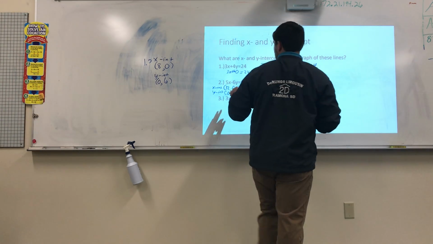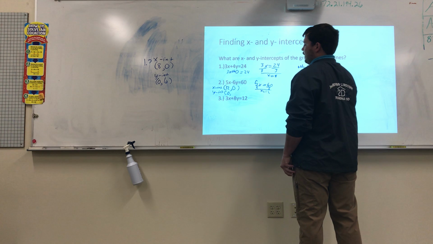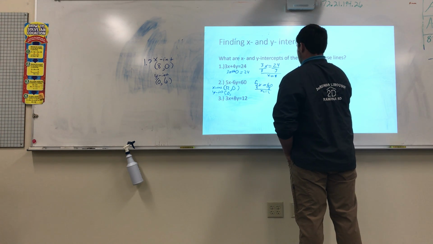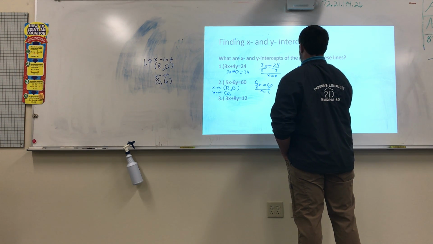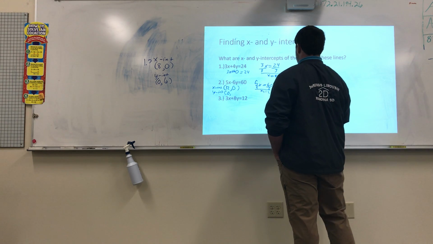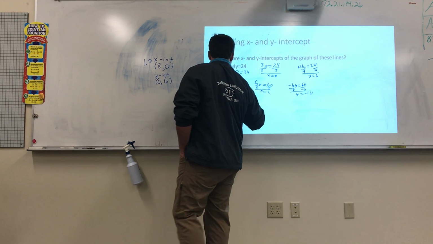For my y-intercept, my x is going to be 0. 0 times 5 is 0. Minus 6y equals 60. Divided by negative 6, divided by negative 6, y equals negative 10. So this is negative 10.